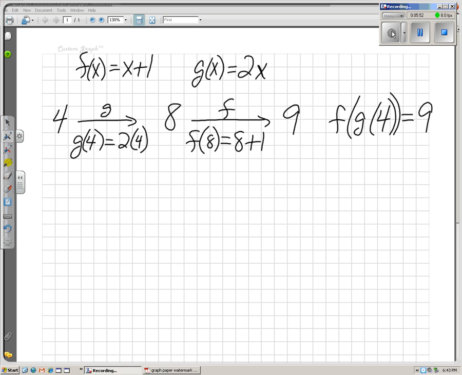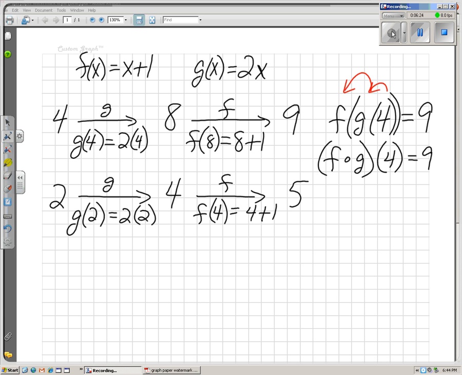That means if you take the 4 and run it through the g function, and then run your answer through the f function, if you do those composite functions, you get 9. Another way of writing it, of course, is f of g of 4 is 9. All right, you guys try the number 2. So pause the video and run 2 through the g function and then the f function. See if you get the same answer I do.